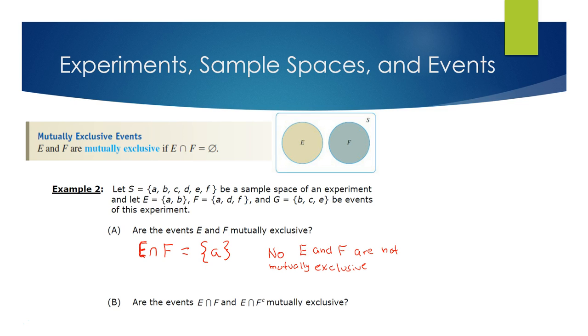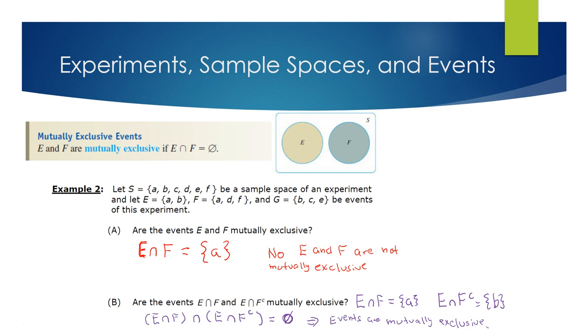Are the events E and F and E and complement F mutually exclusive? So when I did E and F, of course that's the set A. When I look at the complement of F, which is just again G, so if I look at E and G, the only thing they have in common are B. And so these are the two events, and I want to see if these two events are mutually exclusive. Well, one just has A in it, one just has B in it, so obviously they do not contain any of the same elements, so there is no intersection. That means the events are mutually exclusive.